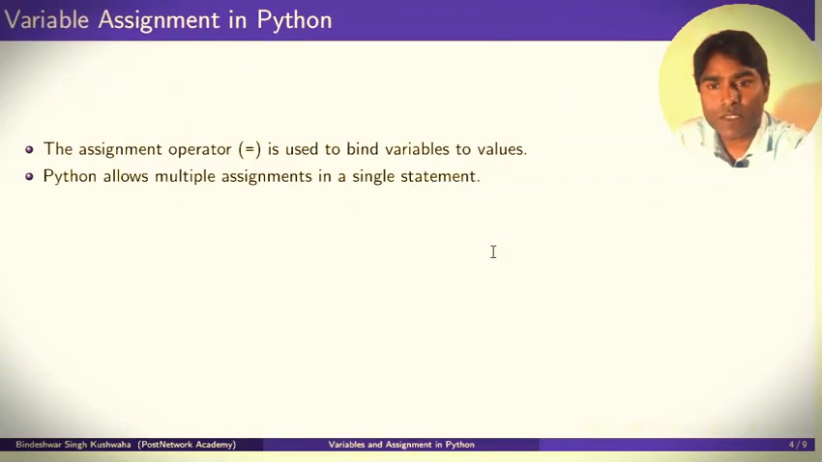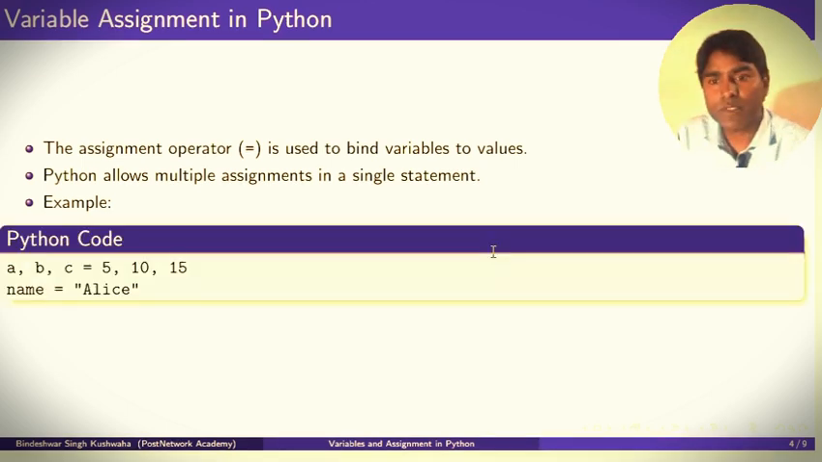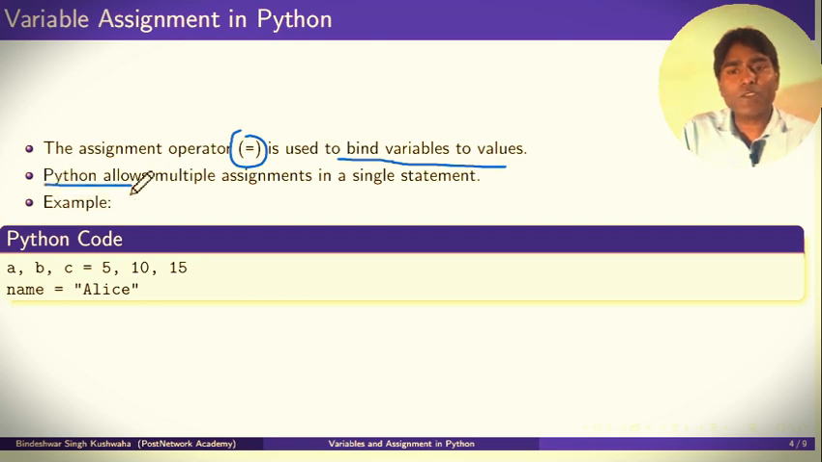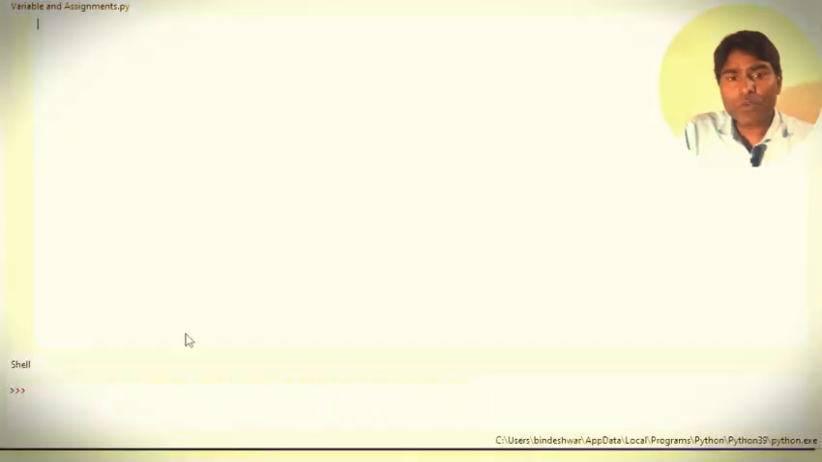Now we have already used the assignment operator, but see that the assignment operator is used to bind variables to values, and Python also allows multiple assignments in a single statement. So here A is referring to 5, B is referring to 10 and C is referring to 15. Now I am going to show you the practical examples also.